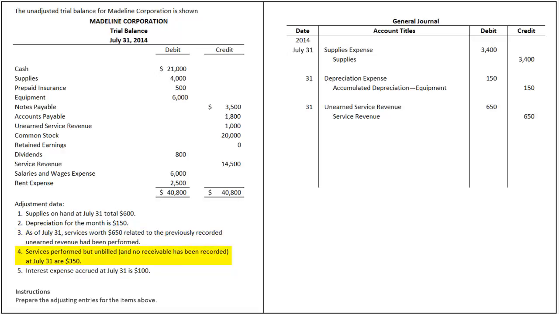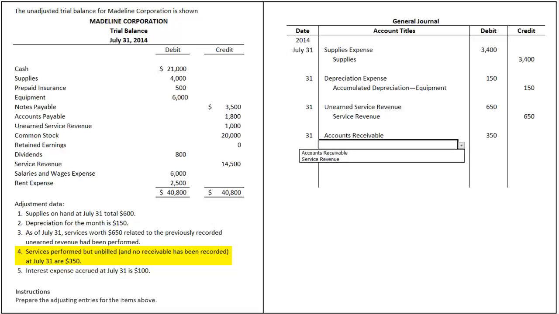As of July 31st, services performed but unbilled are $350. This is an example of accrued revenue, as services have been performed but not yet recorded. An adjusting entry for accrued revenues records the receivable that exists at the balance sheet date and the revenue for the services performed during the period. To record the adjusting entry for accrued revenues, accounts receivable will be debited for $350 and service revenue will be credited for the same amount.